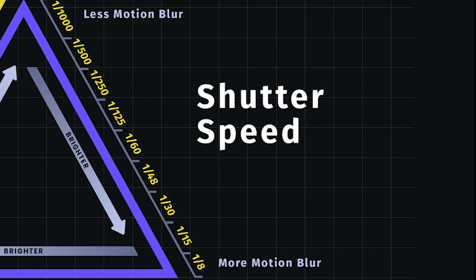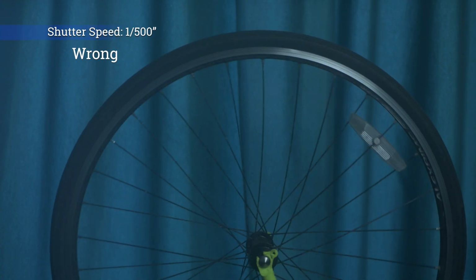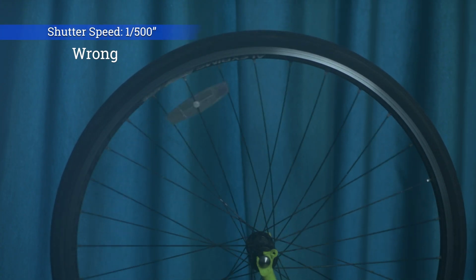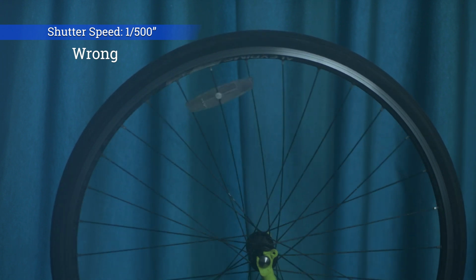According to the famous 180-degree rule, when shooting video it is suggested to use a shutter speed of 1/50th of a second with a frame rate of 25 or 24 frames per second, 1/60th of a second for a frame rate of 30, 1/100 for a frame rate of 50, and so on. This is because this value applies motion blur to moving elements, mimicking how we would see them in real life. As you can see, with a fast shutter speed, the elements in motion look just a bit jumpy, too sharp, and not perfectly natural.